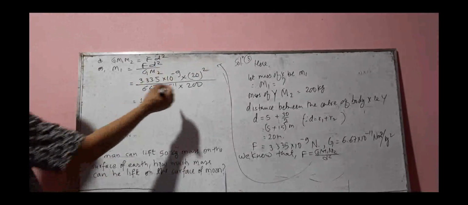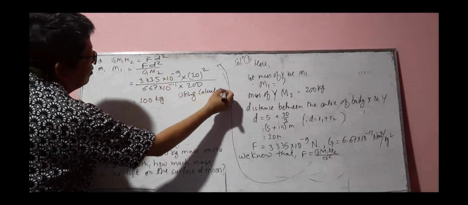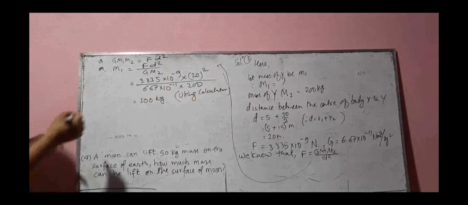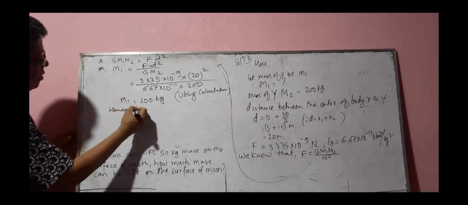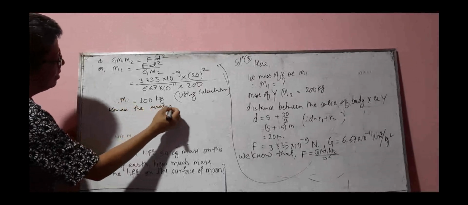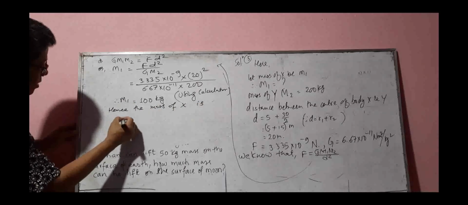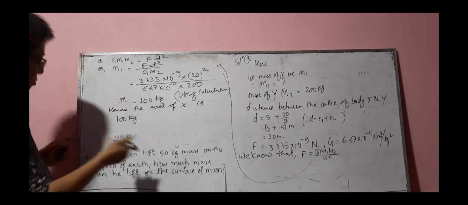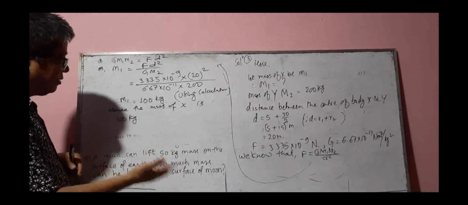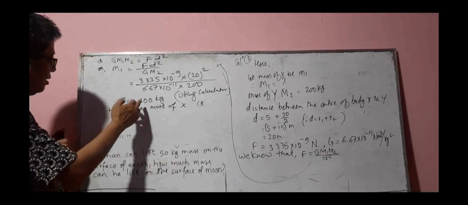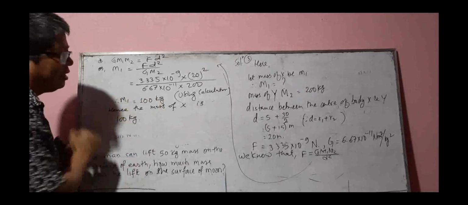What we have done here is using calculator. Okay, and therefore the value of m1, hence the mass of x, is 100 kg, or it depends on the decimal place that you have taken during the calculation, and it may be just approximate around 100 kg.